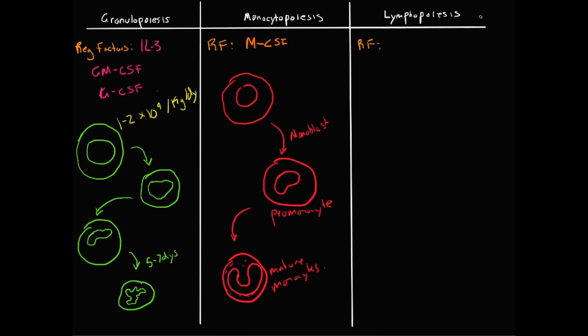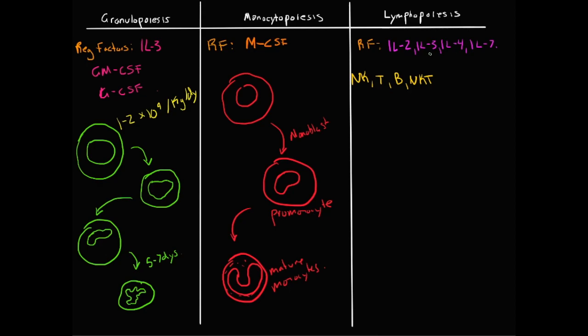Next, we have lymphopoiesis, which is a little bit more complicated. So lymphopoiesis is the creation of T cells, B cells, natural killer T cells, and natural killer cells. So I will actually write that down. So we have natural killer cells, T cells, B cells, and natural killer T cells here. The regulatory factors, we have interleukin 2, interleukin 3, interleukin 4, and interleukin 7.